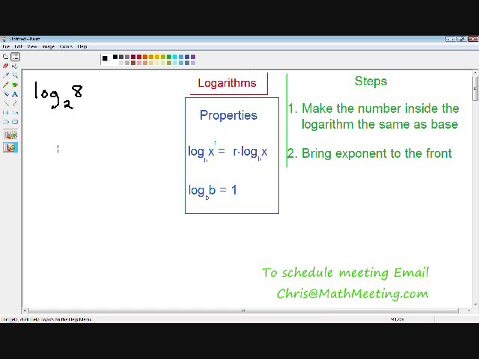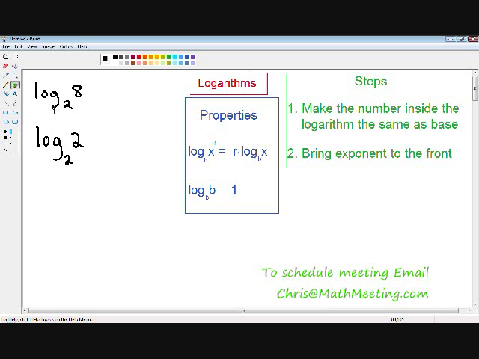On the right-hand side of the screen, I wrote the steps for you. Step number 1 is make the number inside of the logarithm the same as the base. Notice that we have a base 2 in this example, so I want to make the number inside the logarithm the same as the base, which is 2. So I'm going to rewrite this as log base 2 of 2.